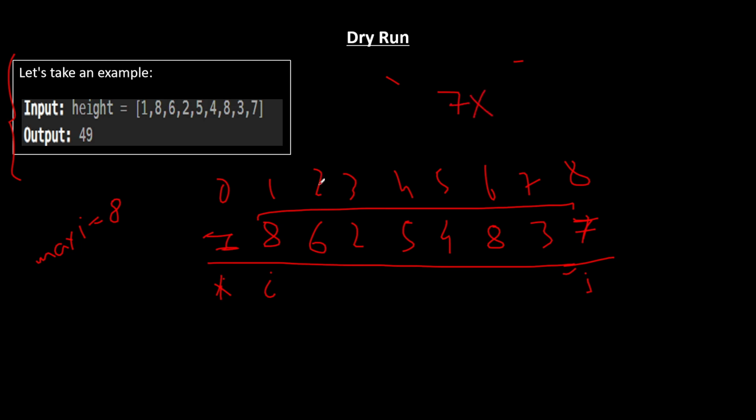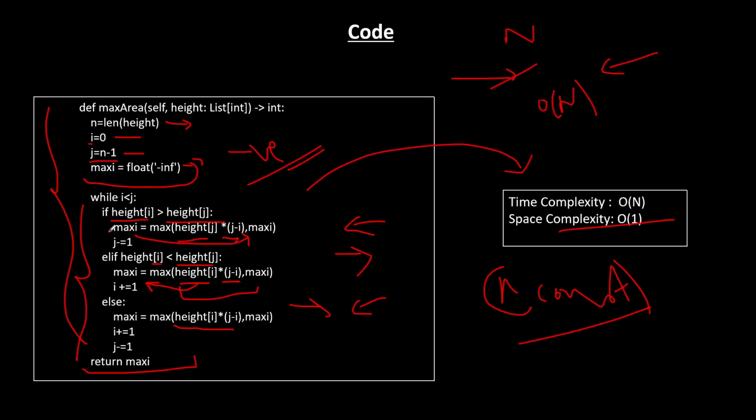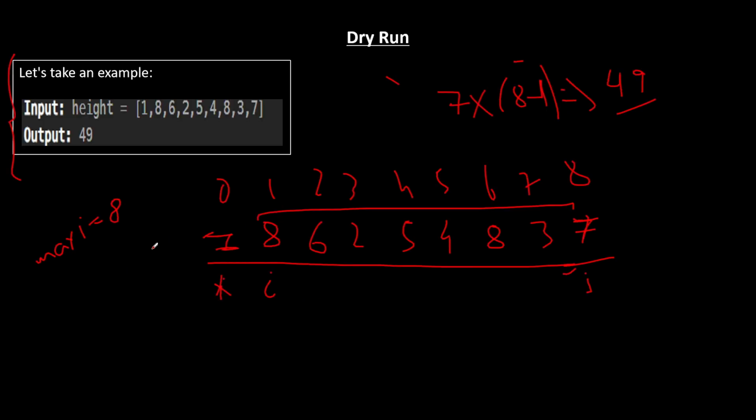7 into the distance between them, which is 8 minus 1, gives us 7, right? 8 minus 1 is 7. So we get output as 49. Comparing with the maxi variable, which holds the previous value, we will replace it with 49 and store it here. And we will move j from here to the last second index.